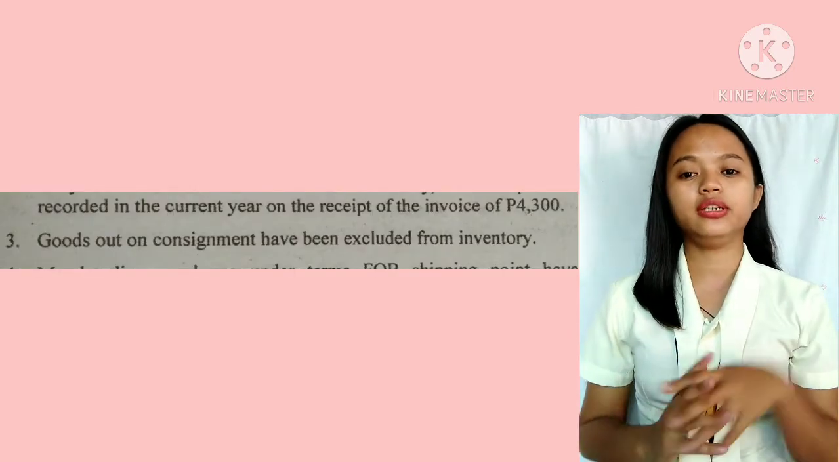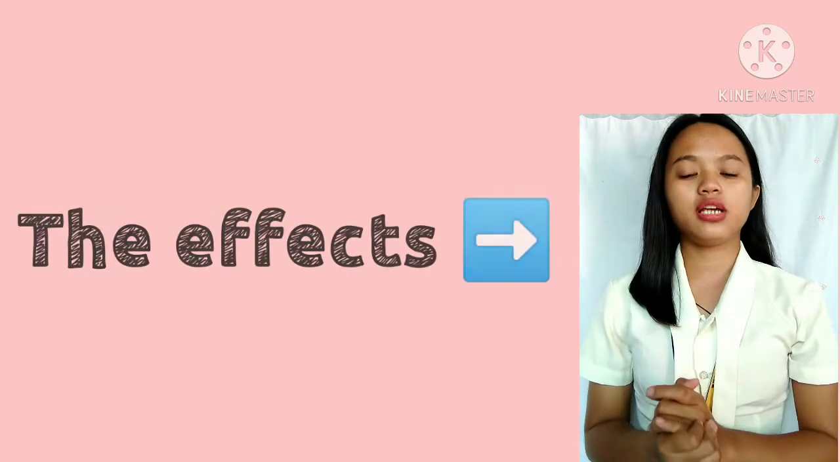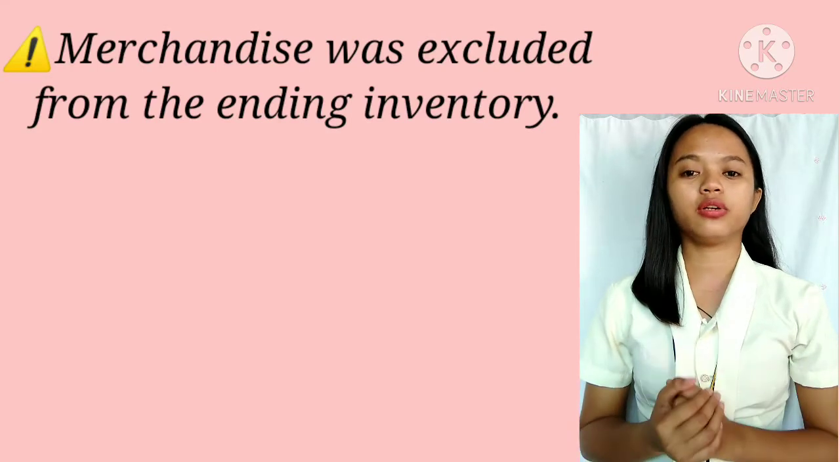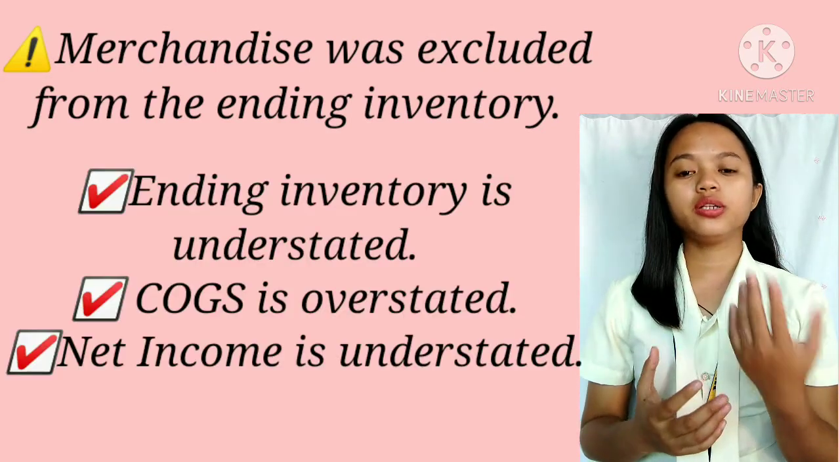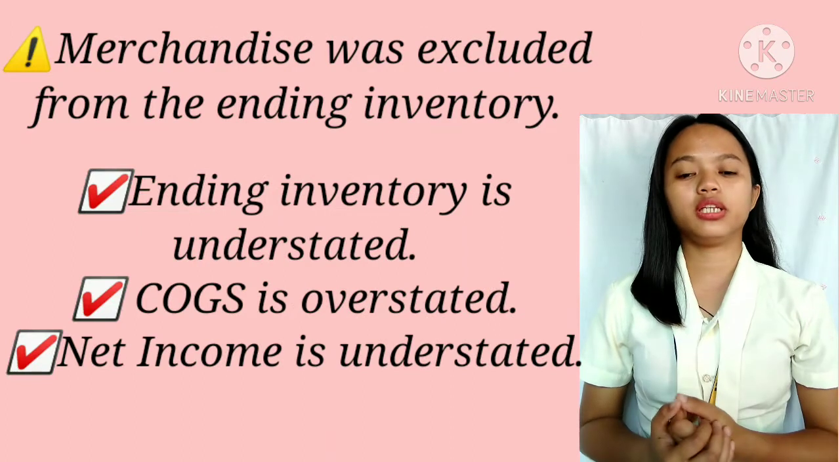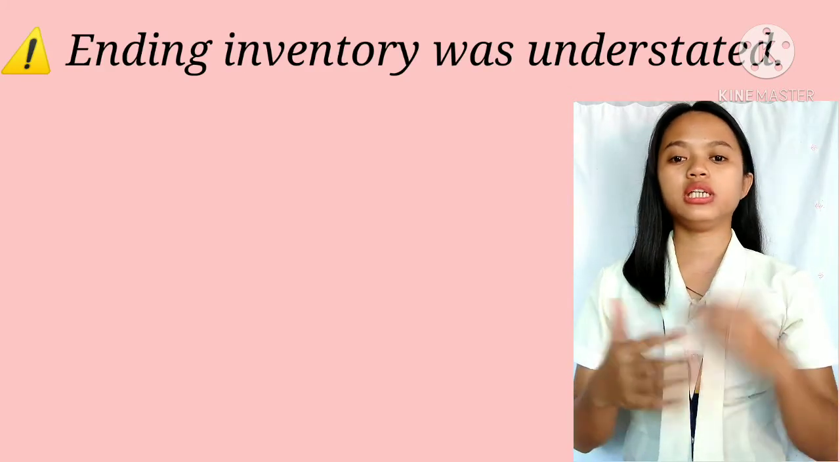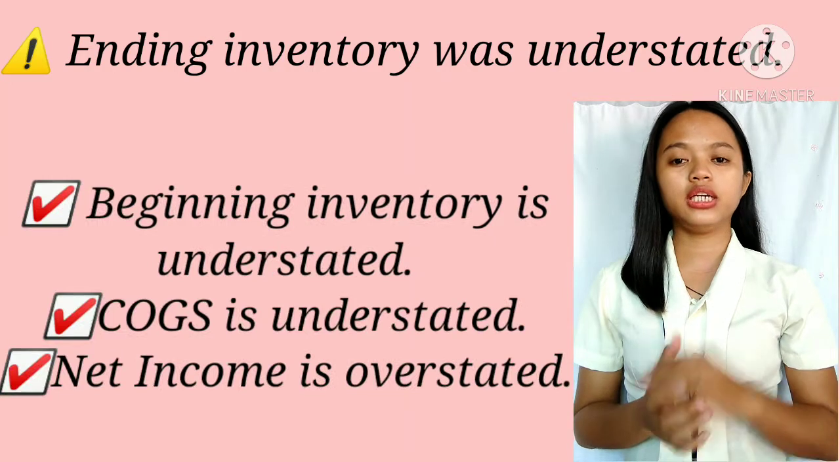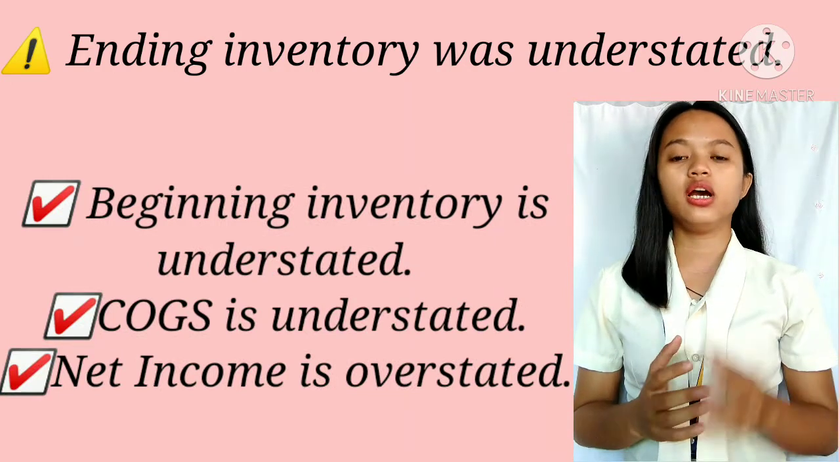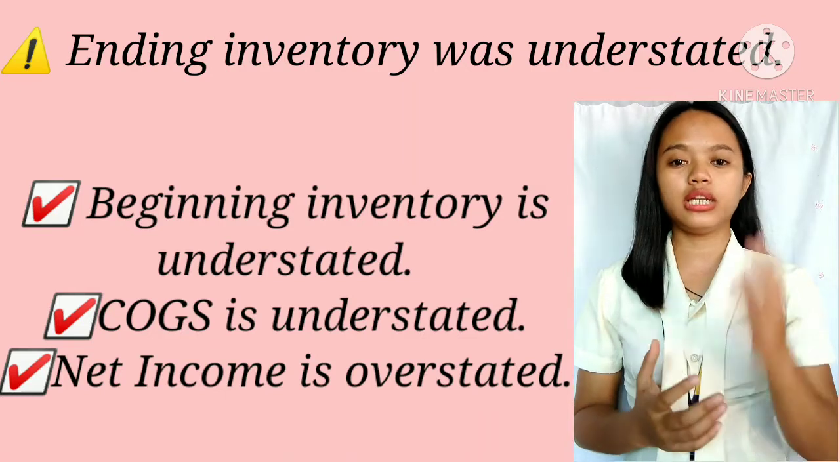The third error is that the goods out in consignment are excluded in the inventory. The effect of this error is just the same as in the second error. Since the merchandise was excluded from the ending inventory, there would be an understatement in the ending inventory, overstatement in the COGS, and understatement in the net income, all for the current year. For the following year, the effect is still the same as in the second error. Since the ending inventory in the previous year was understated, then the beginning inventory is also understated, as well as the COGS, thereby causing the overstatement of the net income.